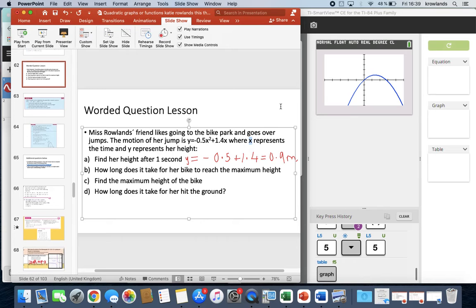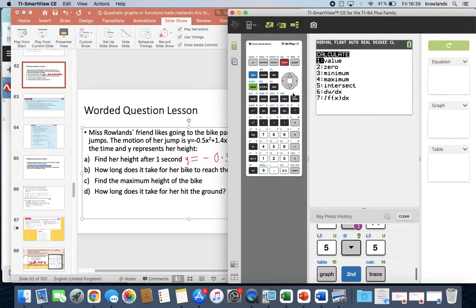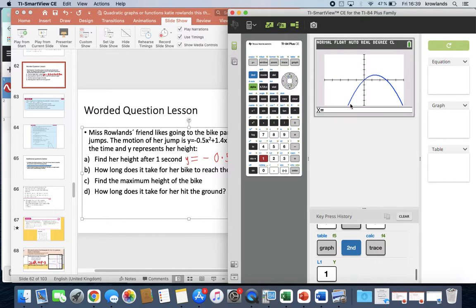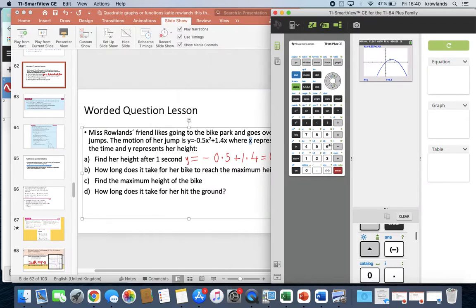If you didn't want to do that manually, all you need to do is go on to second trace, and we're going to look for value. This is for value of x's. We're going to put x is equal to 1, press enter, and you can see, as expected, our answer is 0.9 when x is 1. It's good to know both methods.